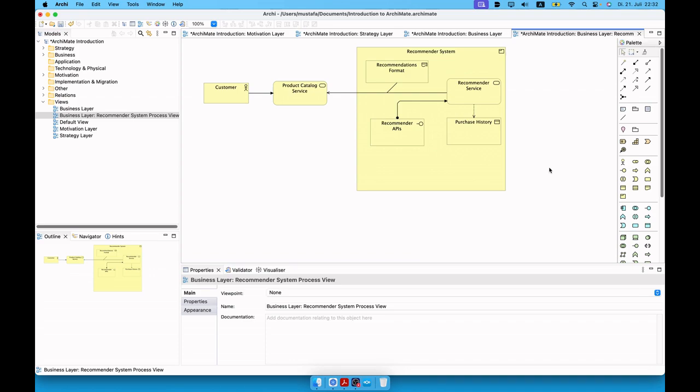So here we are. We have now a product recommender system that is composed of the recommender service, accesses the purchase history, offers the recommender APIs, gives its format in the recommendations format, and then this is used by the product catalog service and the customer. It would even make more sense in that case to have the service relation, the product catalog service access the recommender APIs instead of accessing the recommender service directly.